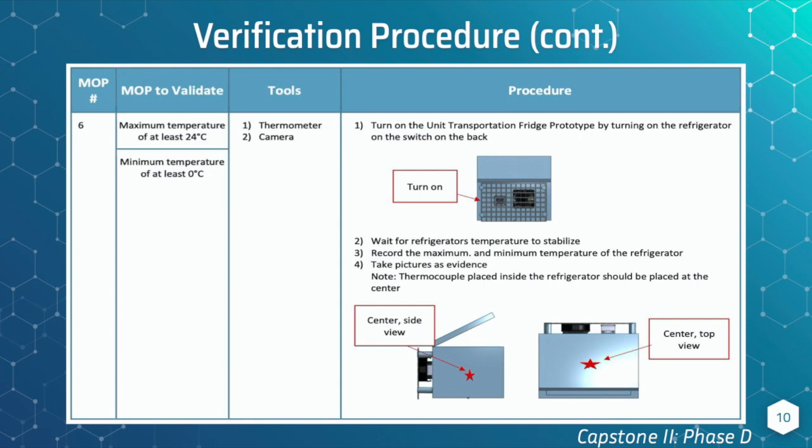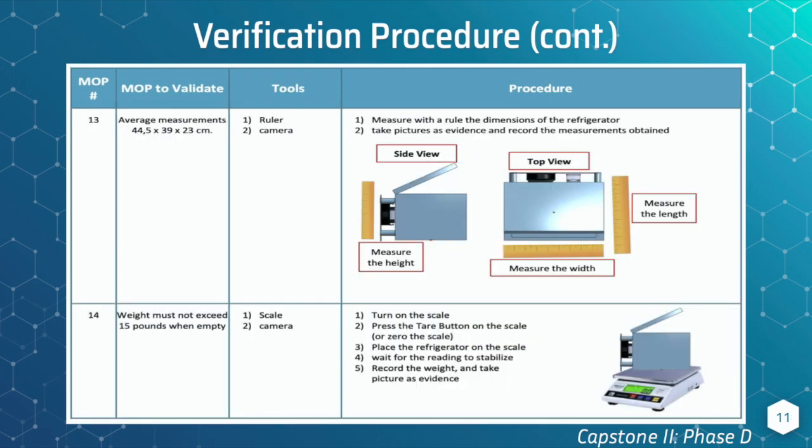And the third slide is MOP 13. The error measurement should not be out of measurement range. We need a ruler and camera, and we need to measure the height, the width, and the length of the refrigerator. And for MOP 14, we have to weigh the refrigerator. The tools are a scale and camera. We have to verify the weight and take a picture of the weight as evidence.